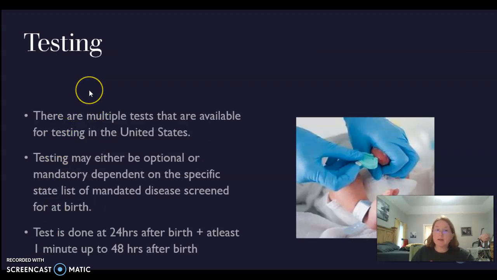And as far as testing, there are multiple tests that are available in the United States. Testing may either be optional or mandatory depending on the specific state. Each state has a specific list of diseases that they test for at birth. I looked it up, and my home state that I live in, Louisiana, does not require this to be tested. And the test is usually done at 48 hours after birth, plus 1 minute. Up until 48 hours after birth, it's a simple heel stick, and they can screen for multiple genetic disorders at the same time. And usually if this one is tested for, it's in that mandated infant newborn screening test.